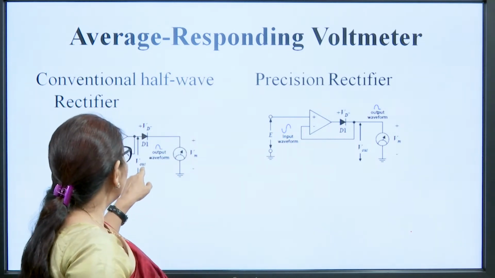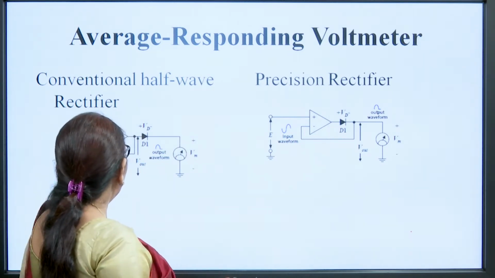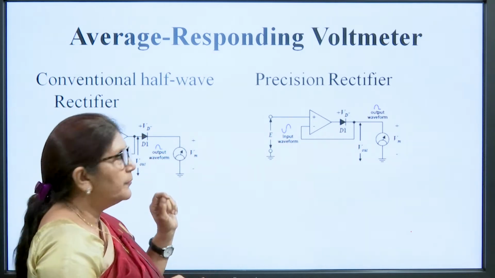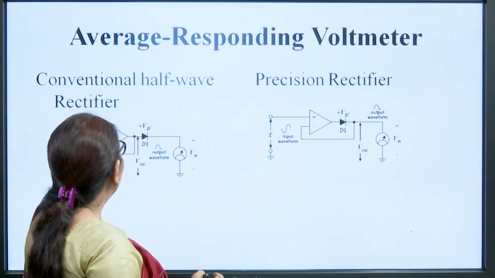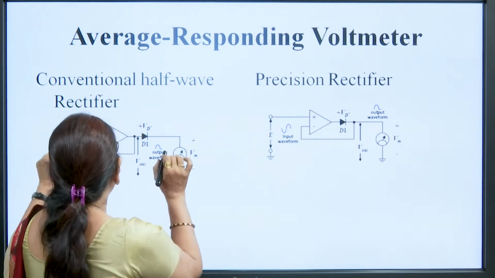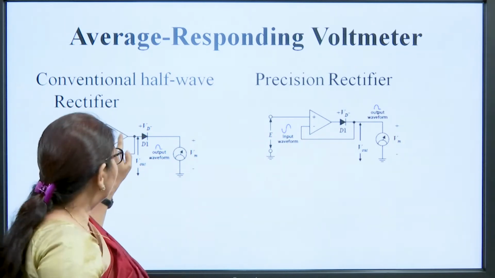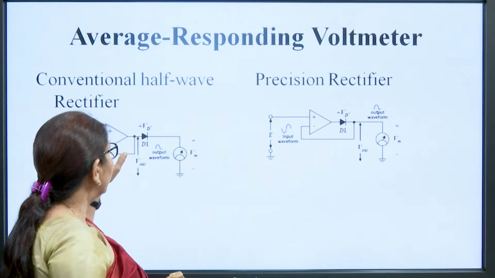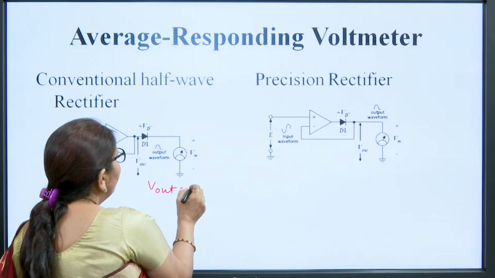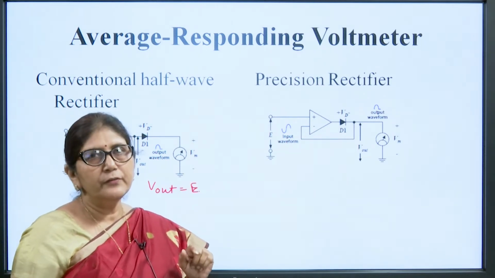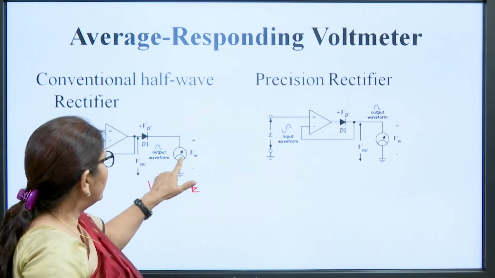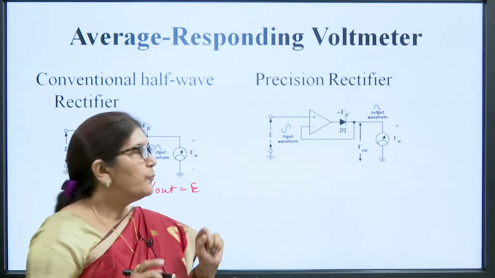Now, when we apply input at the non-inverting terminal and provide feedback to the inverting terminal, the op amp will try to make the same voltage at the inverting terminal. So, when E is the input voltage, it also tries to make E voltage at the inverting terminal. It means the output voltage is equivalent to the input voltage E. So, E voltage is here and then it is deflected by the voltmeter, but there is a diode.